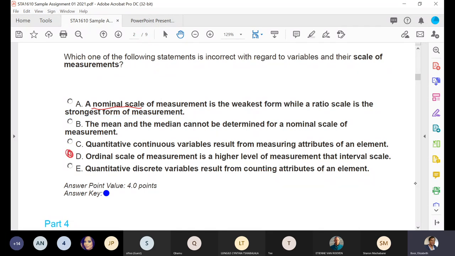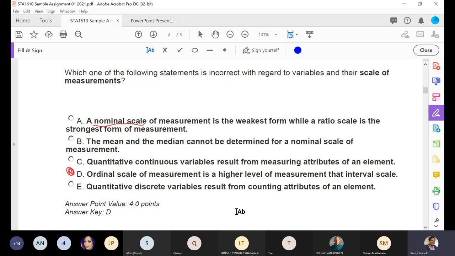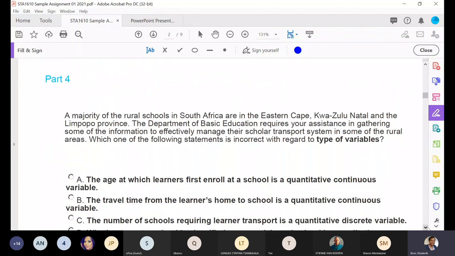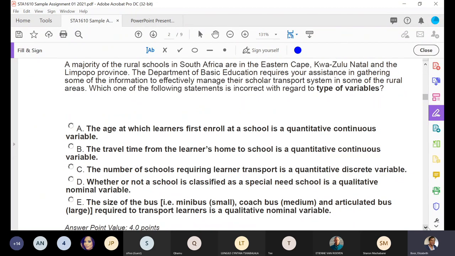So let's see the answer. And it's D. Number 4. The majority of the rural schools in South Africa are in the Eastern Cape, KwaZulu-Natal, and Limpopo. The Department of Basic Education requires your assistance in gathering some of the information to effectively manage their scholar transport system in some of the rural areas. Which one of the following statements is incorrect with regards to the types of variable? We're still on the types of variable.